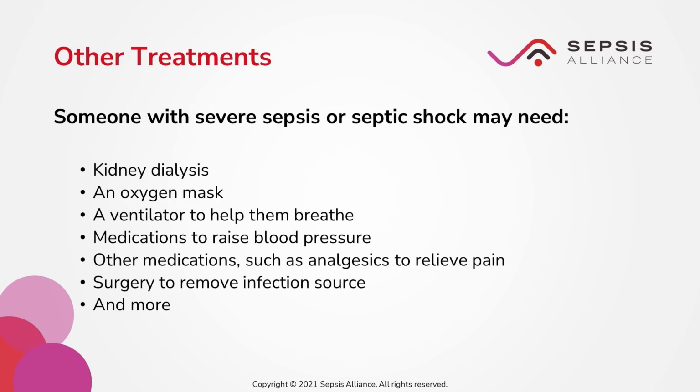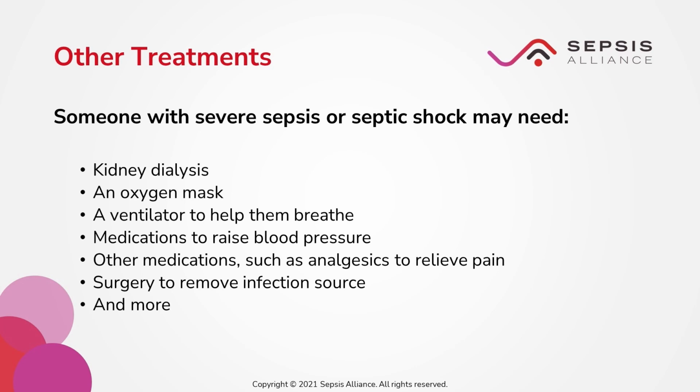Other treatments you may see when somebody is in severe sepsis or septic shock: kidney dialysis if the kidneys are shutting down. They may need an oxygen mask if they're not getting enough oxygen. If they're having difficulty breathing, they may be put on a ventilator. They need medications if they are in septic shock, for sure. They're called vasopressors. They help raise the blood pressure. They might need other medications like analgesics to help relieve the pain.